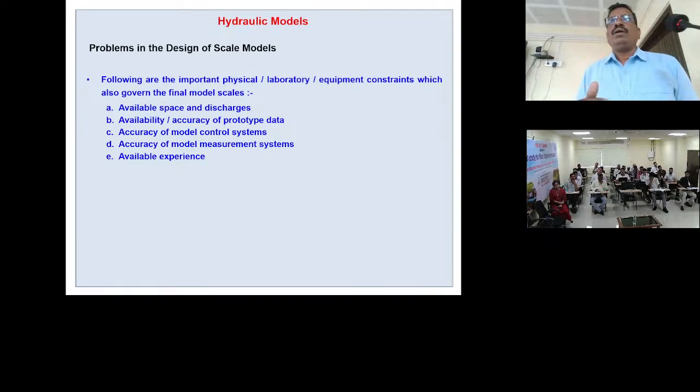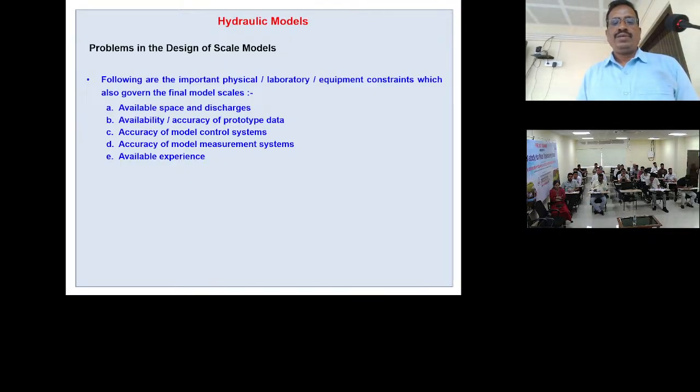After reduction by your model scale, the space available at your laboratory should be sufficient for this model construction. At the same time, discharge. The maximum discharge available in the CWPRS octagonal chamber is 10 cusecs. So after reduction of discharge by your discharge scale, it should come within 10 cusecs. Then only you can get the discharge from your organization. Like that, the availability of space and discharge is very important before the construction of a hydraulic model.